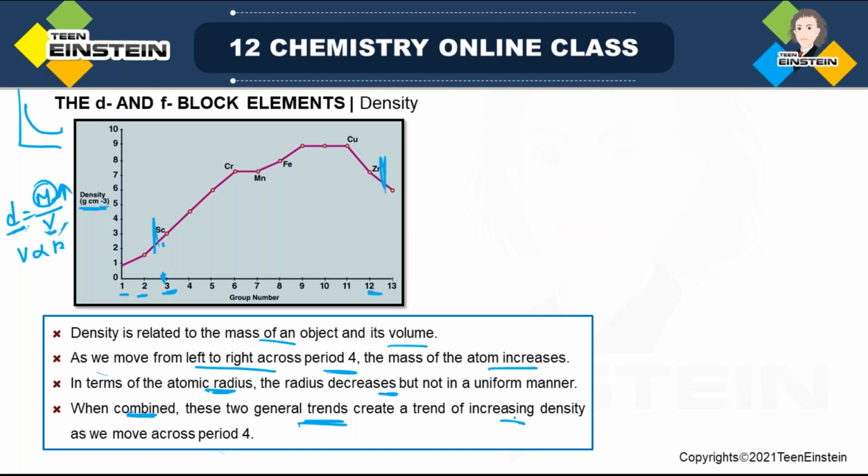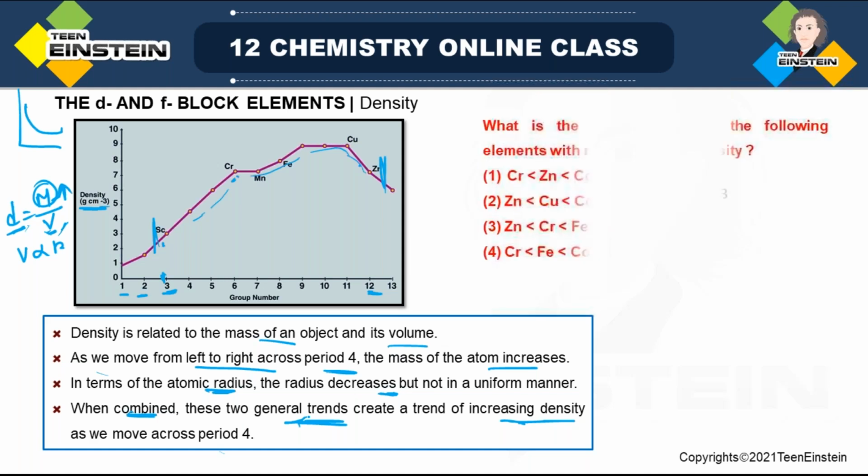But though we are saying it is increasing, actually it is not very smooth. There is an increase up to chromium that is smooth, but after that there is an increase with no particular nature, it is not smooth. It is because of these two general trends. Sometimes mass overcomes the volume factor, sometimes volume overcomes the mass. Now depending on this density factor, we have a problem here.